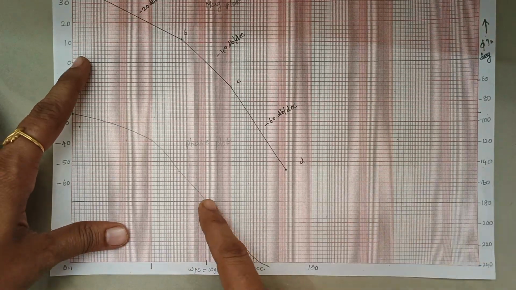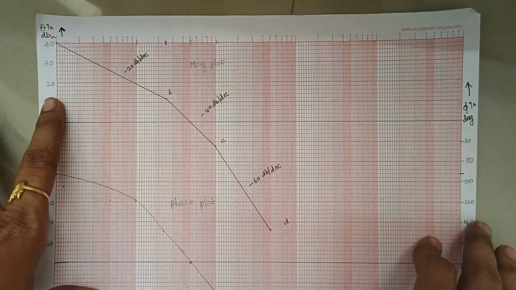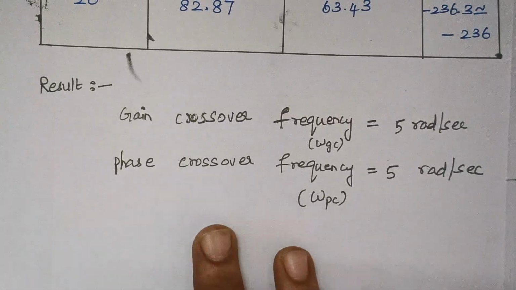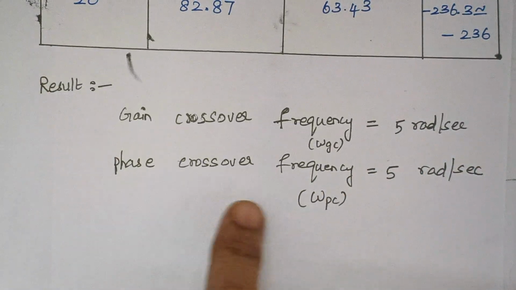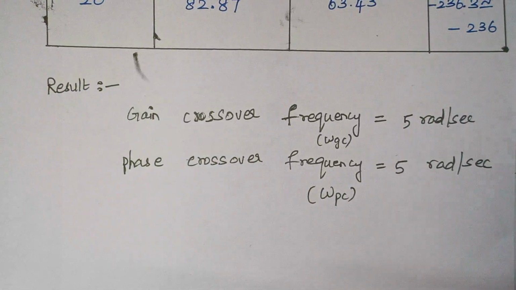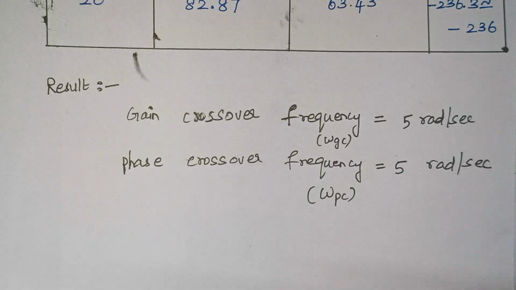If you want you can just draw a line and show, or else no need. So here comes our conclusion, and finally we are writing it in the result. The value of gain crossover frequency is 5 radians per second, and similarly for phase crossover frequency also 5 radians per second. No need that both the frequencies should always have the same value, right? They may differ.